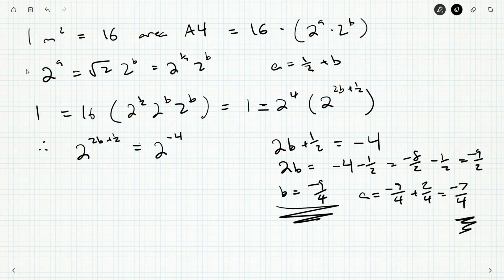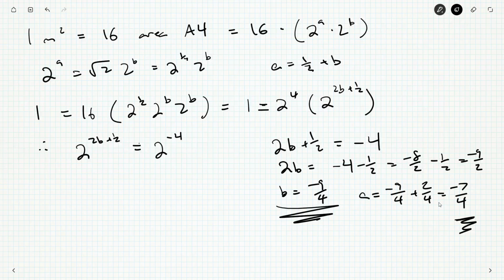Okay. Not bad at all. We had to figure out how many A4 sheets. We had to make the observation that the ratio stays the same during the whole process, which was crucial. We had to rely on 4a there. And yeah, those were the two components there, and negative 9/4 and negative 7/4.